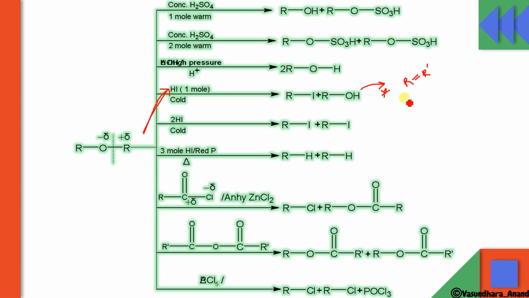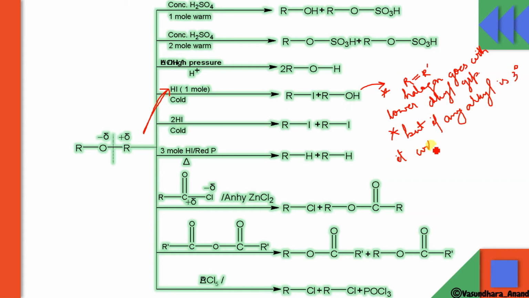So let me write over here. But if any alkyl group is tertiary, then the alkyl halide will go along with the tertiary. Got it? I hope it is clear. This is with the reaction of HI.